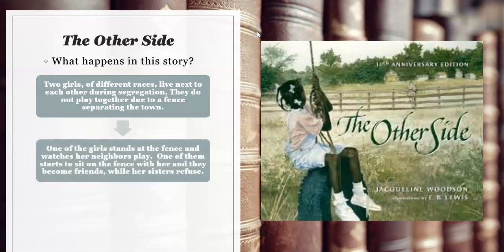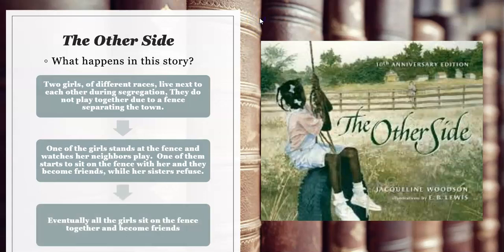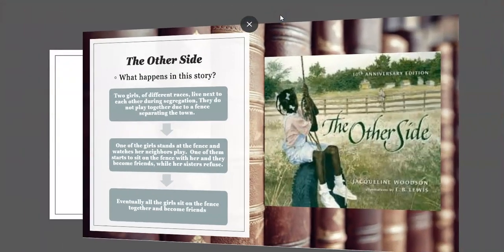Then one of the girls stands on the fence and watches her neighbors play. One of those girls starts to sit on the fence with her, and they become friends, while that girl's sisters refuse to come and play with the girl. By the end of the story, though, eventually all the girls sit on the fence together and become friends. Right? Fantastic story. So many things we could learn. I don't even know where to begin, but we're going to try.